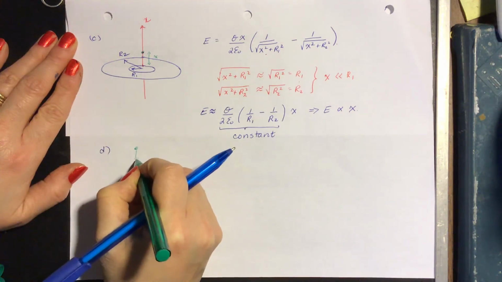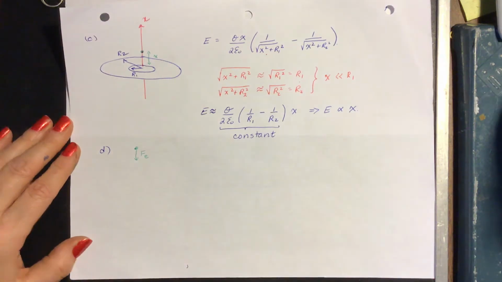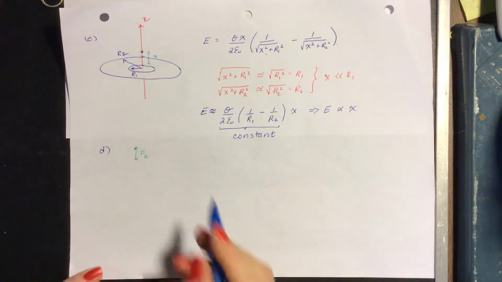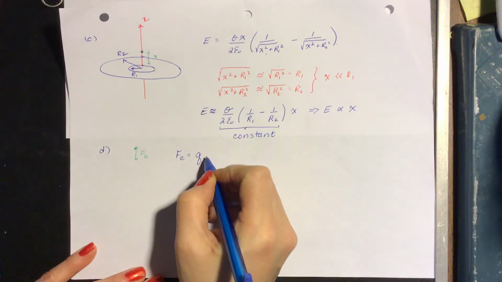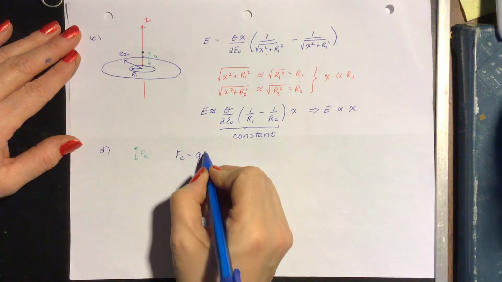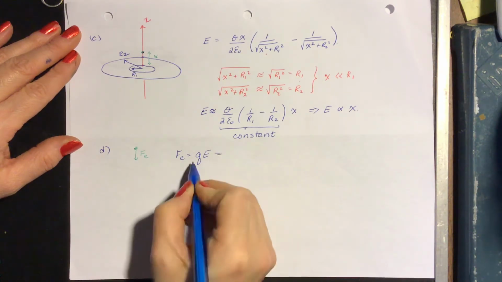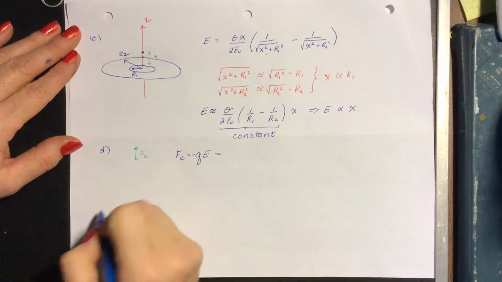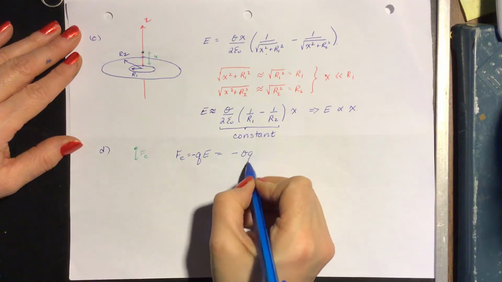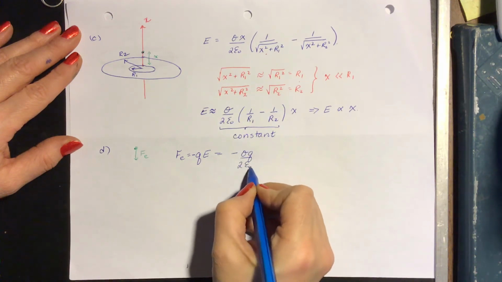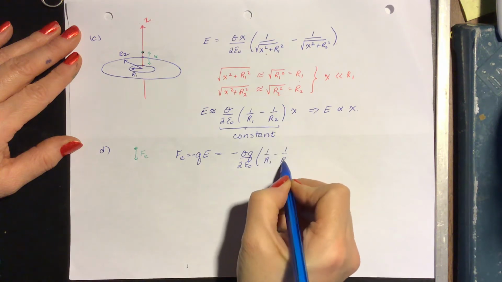and it's an electric force. So our electric force towards that ring is q times the electric field, q times E. It points towards the ring, so it's down, so we'll go negative q times E. We'll put our charge in here: minus sigma times q over 2 epsilon naught, times 1 over r1 minus 1 over r2, times x.